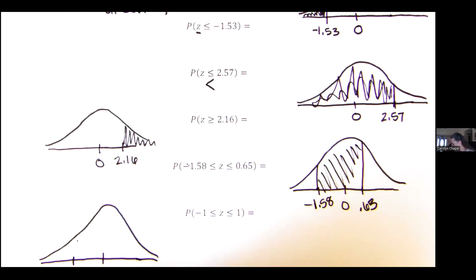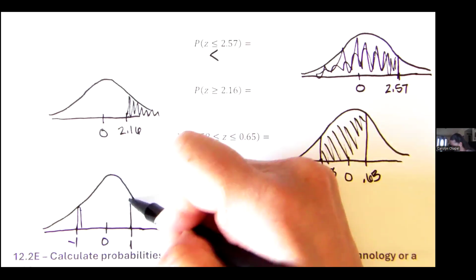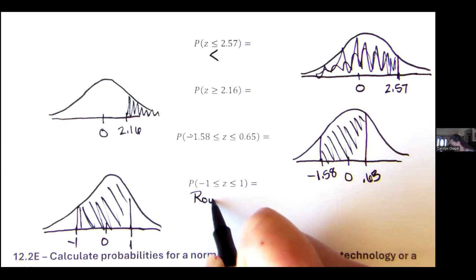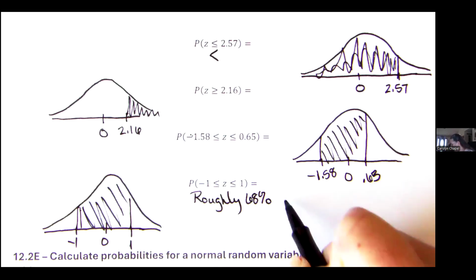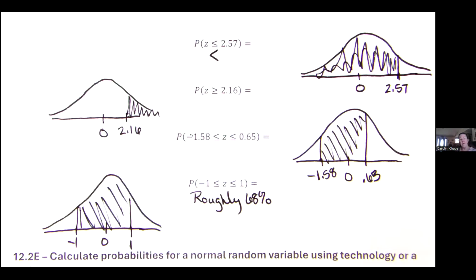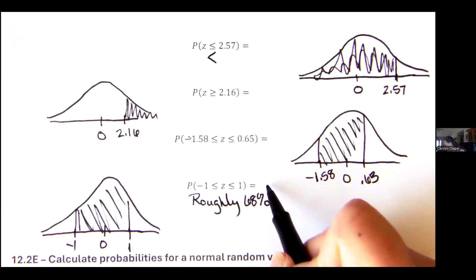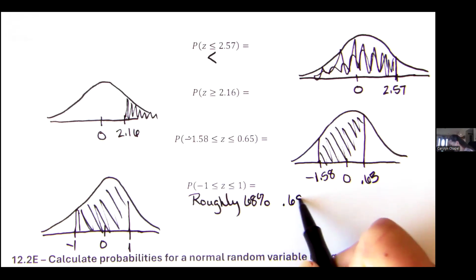This is one that we could answer using the empirical rule, because the empirical rule tells us that roughly 68% is between 1 standard deviation down and 1 standard deviation up. So I should get an answer that is pretty close to 0.68.